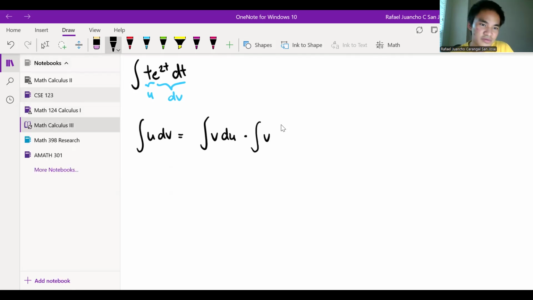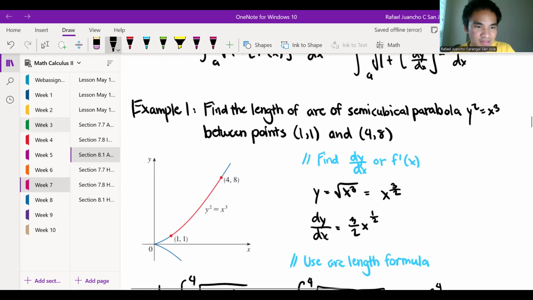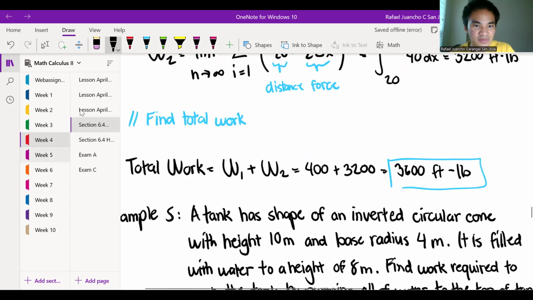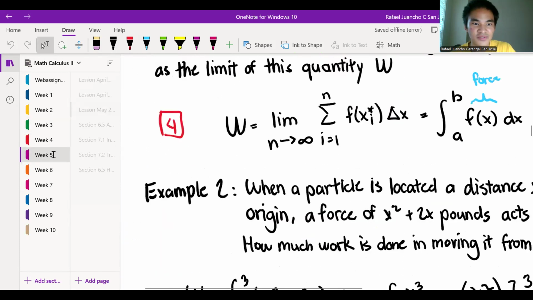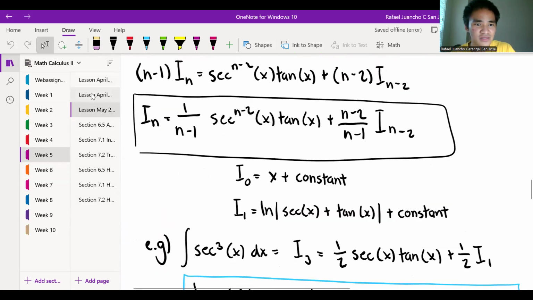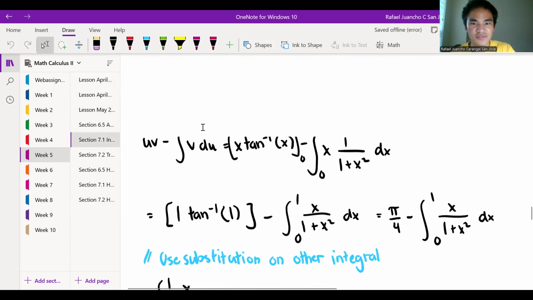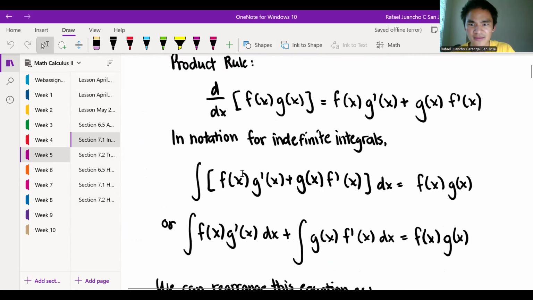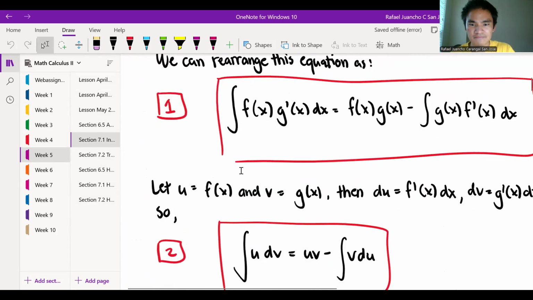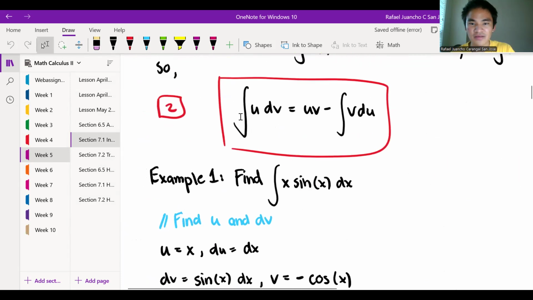Actually, I forgot. Let me double check my notes. It was integration by parts. So usually these are some things I just forget. So I'm just looking at my Calculus 2 stuff. Integration by parts, I think it was this one. What was this? Oh, there we go. u dv is equal to uv minus v du.